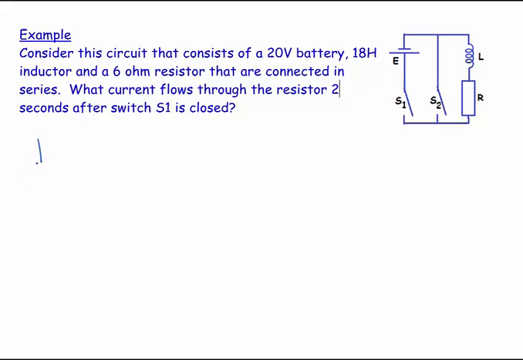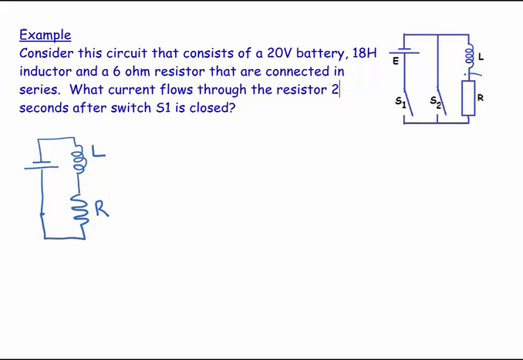So let's just draw this circuit out. We have a battery. Let's assume that the switch has just been closed, so I don't need to show it. And I have my resistor. I can show it either symbol. So this is my L. This is my L and this is my R.